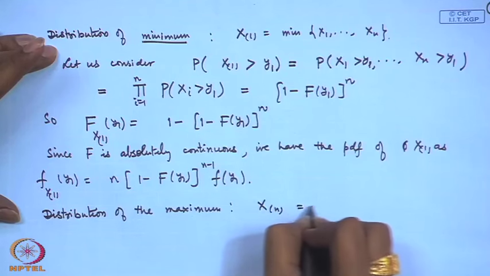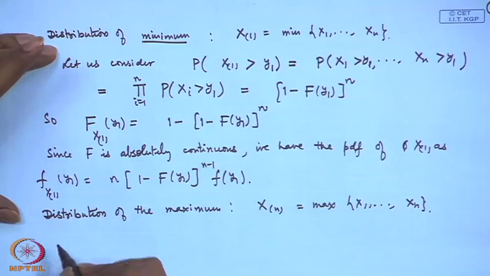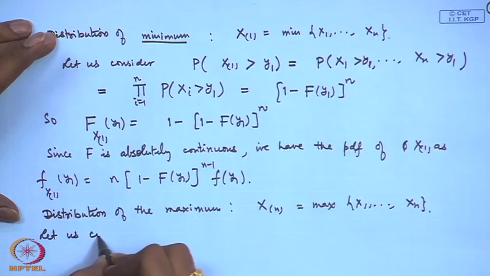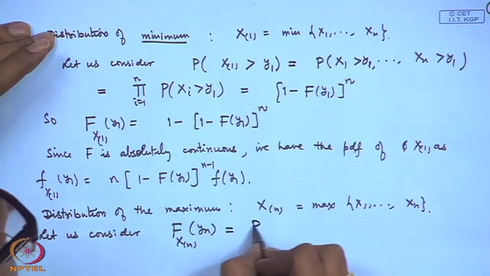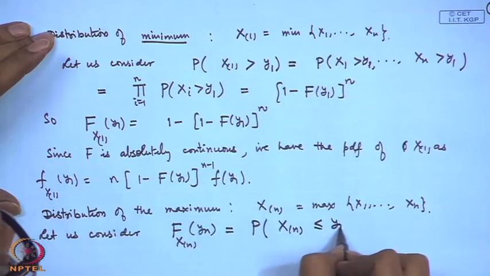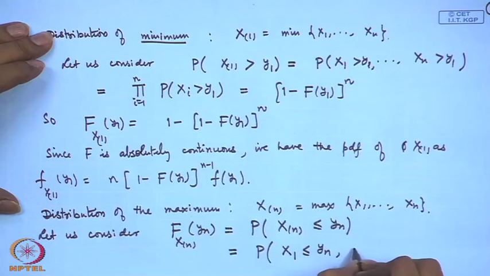That is X_n, equal to the maximum of X_1, X_2, ..., X_n. So, here let us consider again the CDF of X_n at y_n, that is, the probability of X_n less than or equal to y_n. Once again, we utilize the definition of the order statistics. We are saying that the maximum is less than or equal to y_n. This is exactly equivalent to the probability of X_1 less than or equal to y_n, and so on, X_n less than or equal to y_n.